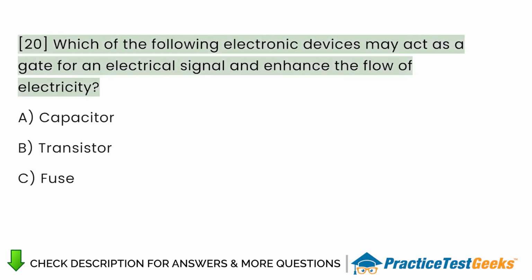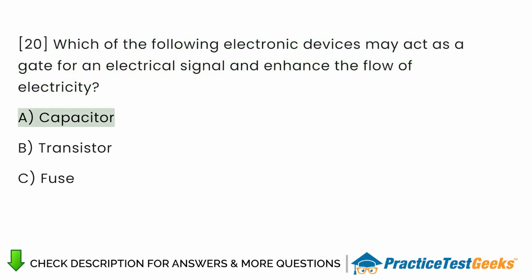Which of the following electronic devices may act as a gate for an electrical signal and enhance the flow of electricity? A. Capacitor. B. Transistor. C. Fuse.